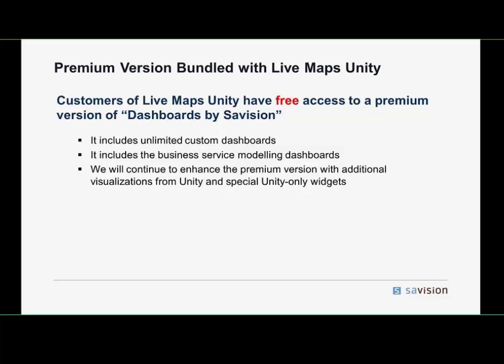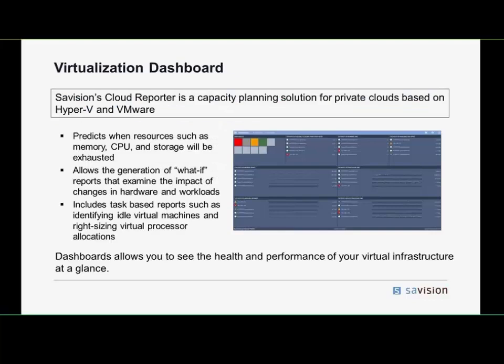Another product that Savision has is called Cloud Reporter, and it's really a virtualization product for doing capacity planning. It gives you what-if scenarios, lets you do task-based things like finding all your idle virtual machines, and finding your virtual machines that aren't being monitored by Operations Manager as well. And it gives you all information through reports in Operations Manager.